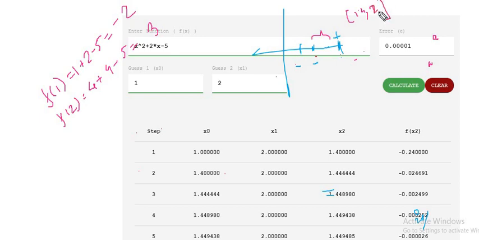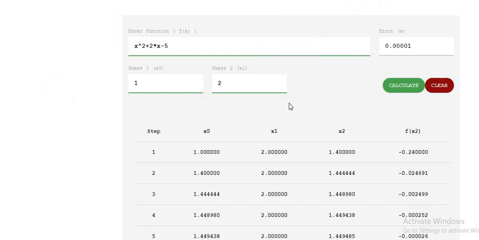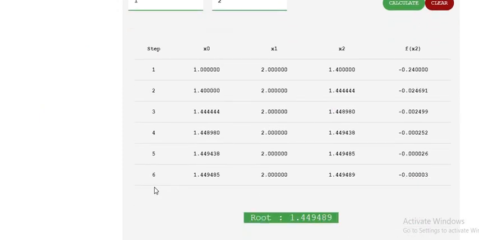The same steps will be repeated for the calculation of the root. Let me just check it. Here we have considered 6 iterations. So after 6 iterations, the root value comes around 1.44948. So one can go for higher iterations and you can get a very accurate value of the root.